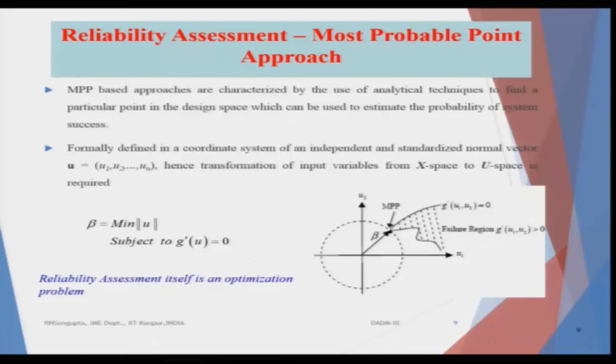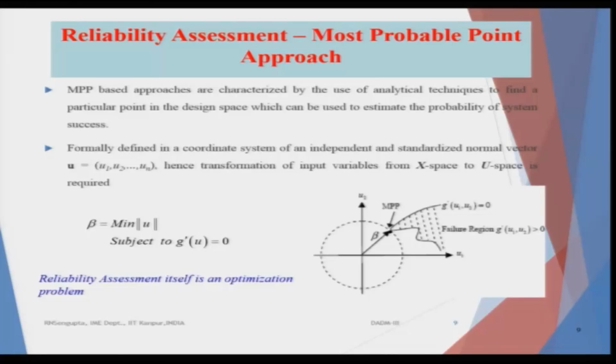Formally defined, it is a coordinate system where they are independent, this is important, independent and standardized normal vectors. Normal vectors because all of the mean values are 0 and standard deviation is 1, such that the cumulative distribution values which you take for the multivariate case are exactly equal to the cumulative distribution in the alpha value on the x space. So, let me again read it. This is a coordinate system of an independent and standardized normal vector u. U is a vector from u1 to un. Hence, transformation of the input variables from the x space to the u space is required and is possible.